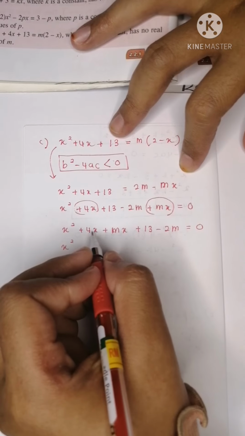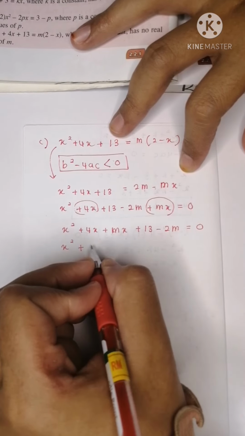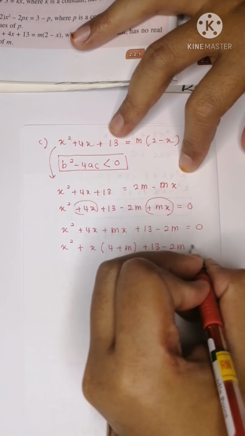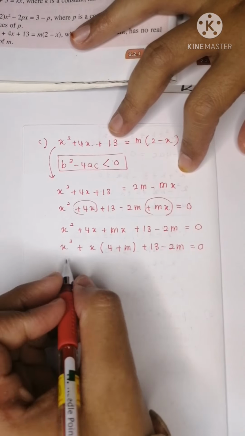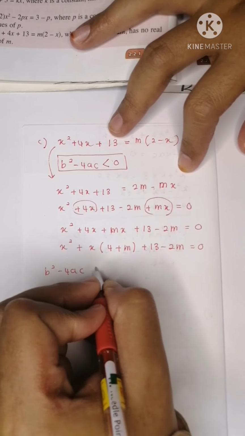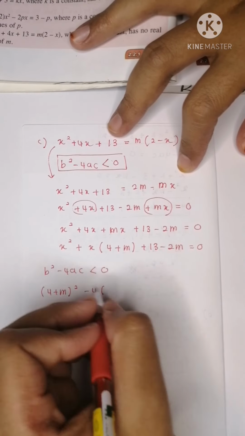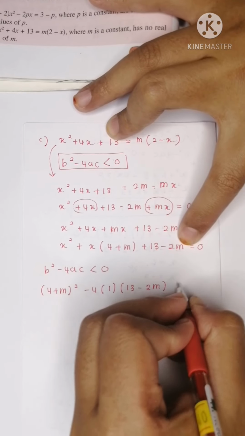Now for the x squared term, this one for 4x plus mx, you need to factorize the unknown x to the outside. So x(4 plus m) plus 13 minus 2m equal to 0. Now we already know the value of a, b, and c. Now key in the discriminant: b squared minus 4ac less than 0. So b squared is here, (4 plus m) squared, minus 4 times a, which is here, and then c, 13 minus 2m, less than 0.